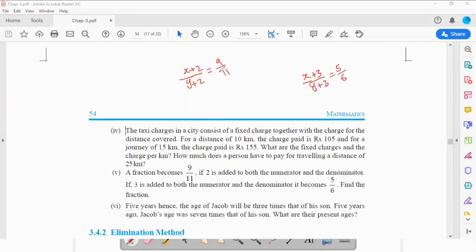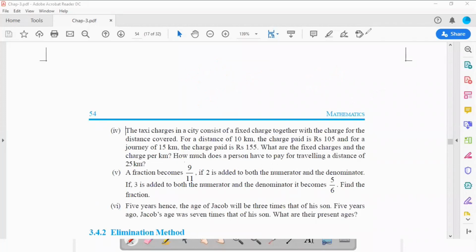So you can cross multiply, then you can remove the fractions. That's like (X plus 2) into 11 is equal to (Y plus 2) into 9. Then reduce it. So there's no fraction now. Similarly, the second also you can do, and arrange them to the standard form. Reduce it to standard forms, then substitute the values.